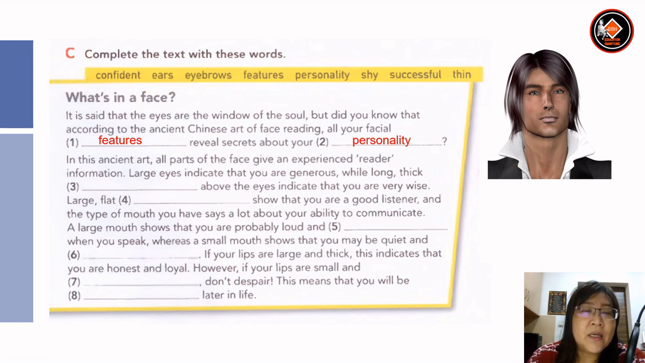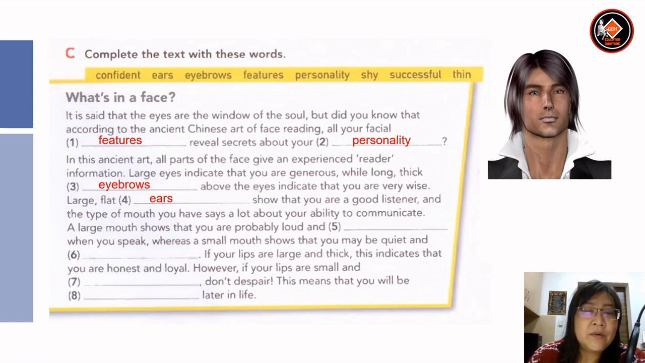In this ancient art, all parts of the face give an experienced reader information. Large eyes indicate that you are generous, while long, thick eyebrows above the eyes indicate that you are very wise. Large, flat ears show that you are a good listener. And the type of mouth you have says a lot about your ability to communicate.